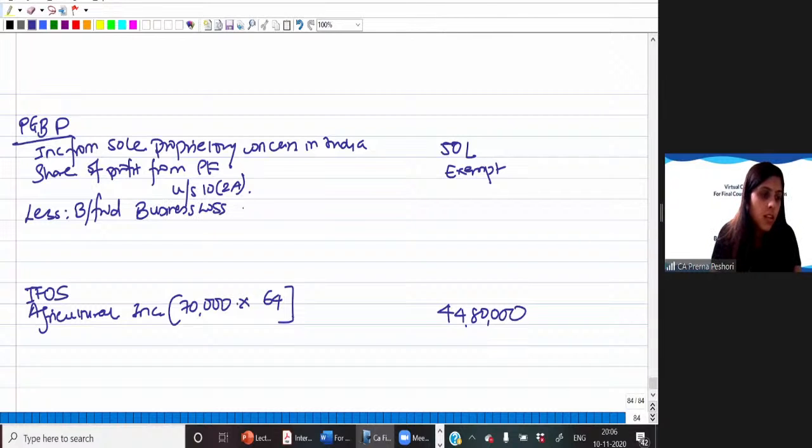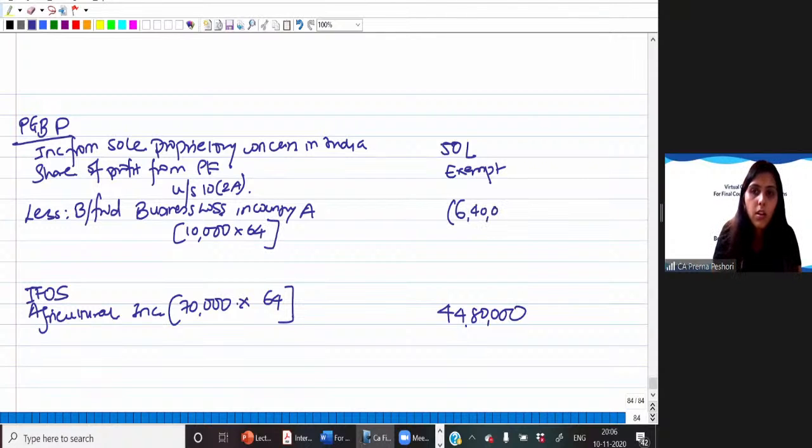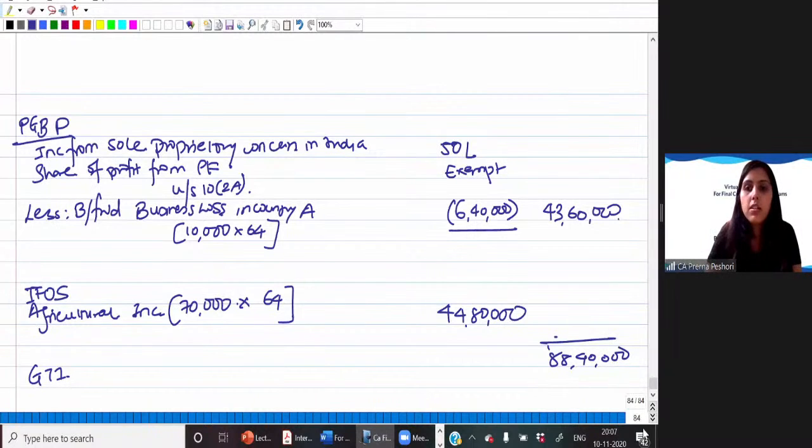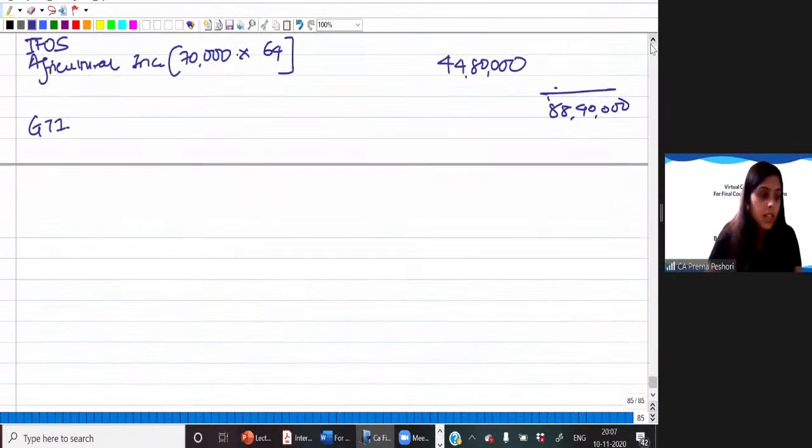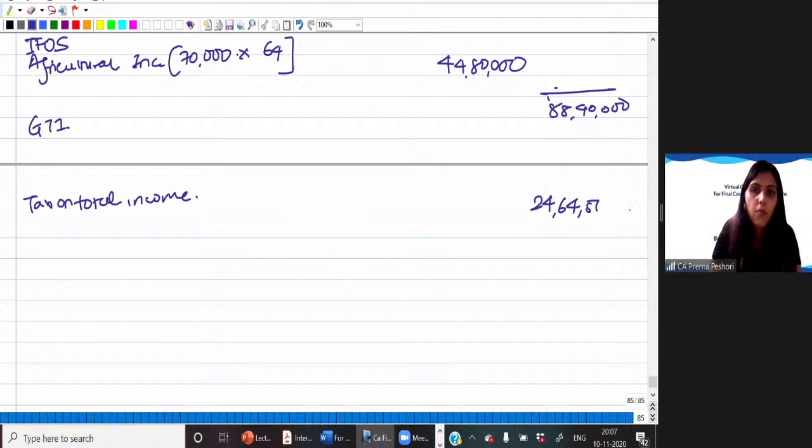So less brought forward business loss in country A, 10,000 into 64, right? This will be 6,40,000. Clear? So this will be 43,60,000 and plus 44,80,000. So my gross total income will be 88,40,000. Clear? Now, I will have to compute tax on total income. Tax on total income will be as per the slab rate. It comes to how much? 24,64,500.